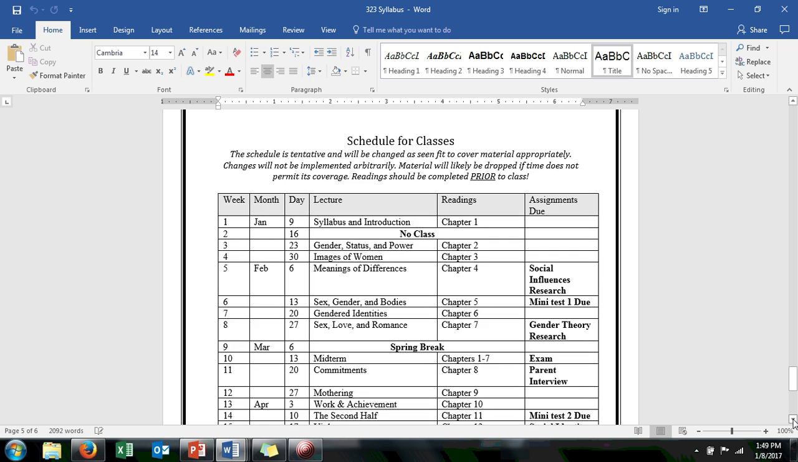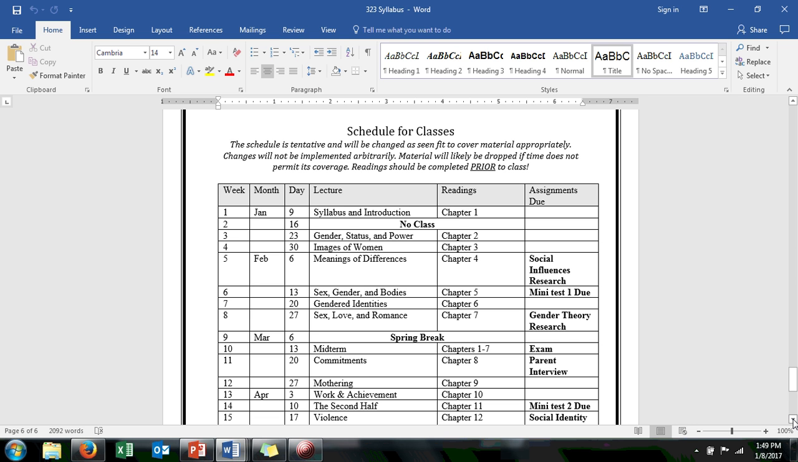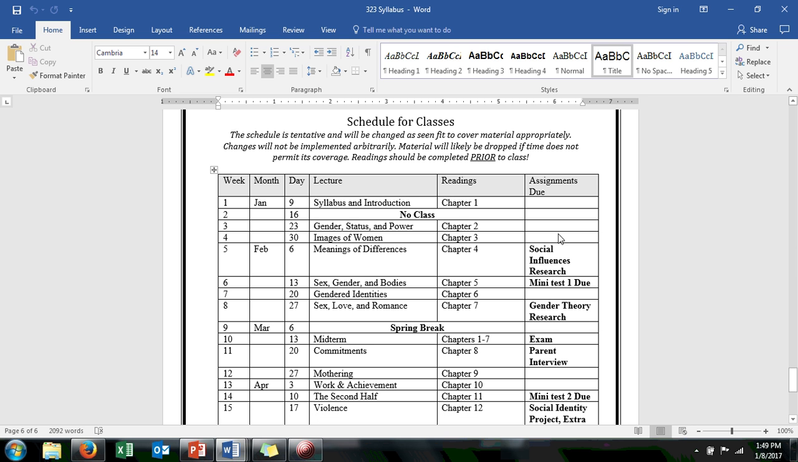And the last page is our schedule. And you can see all of the assignments being due there on the right-hand side of the page, helping you to keep track of everything.